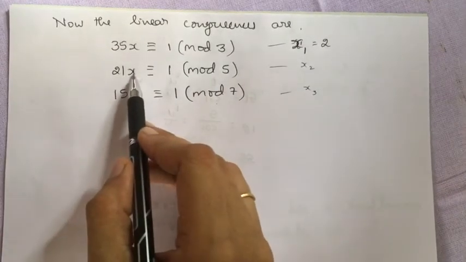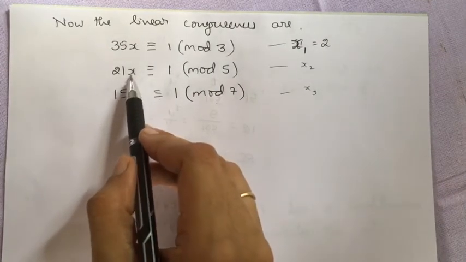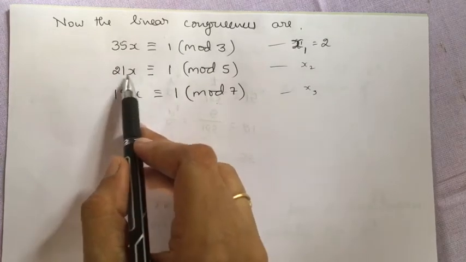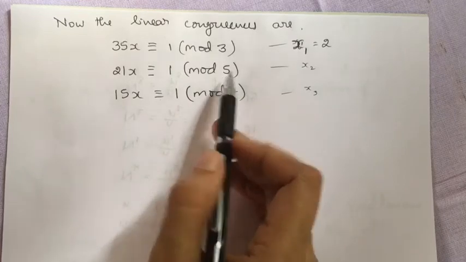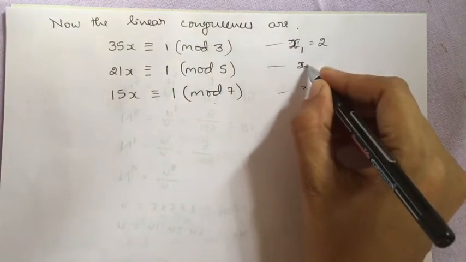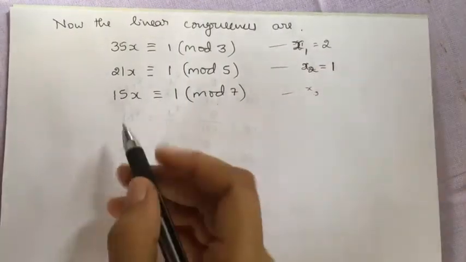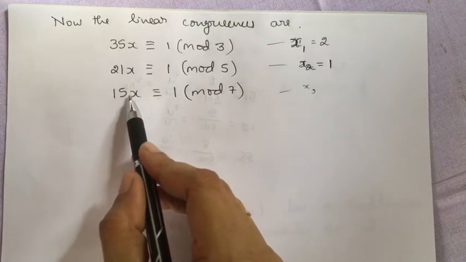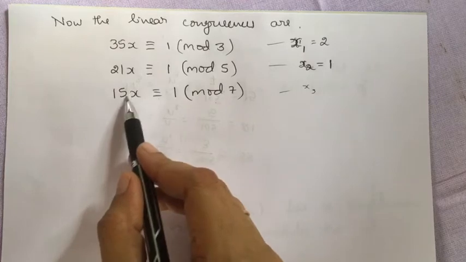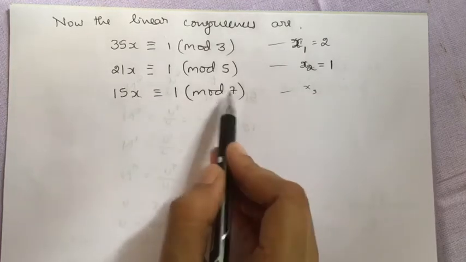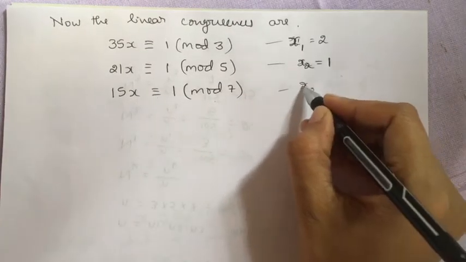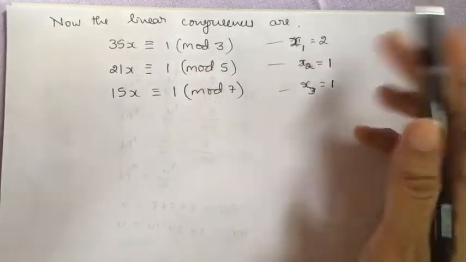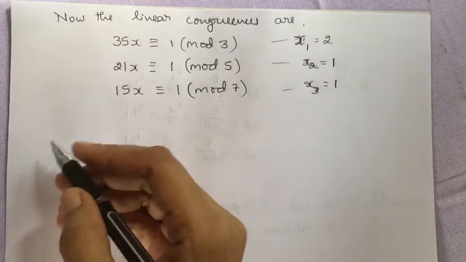Now for this, if I give x as 1, then it is 21 minus 1, that is 20, which is divisible by 5. So x2 is 1. And here again, if I give x equal to 1, then it is 15 minus 1, which is 14, and 7 divides 14. So x3 is 1. Now I got the solution for these linear congruences.